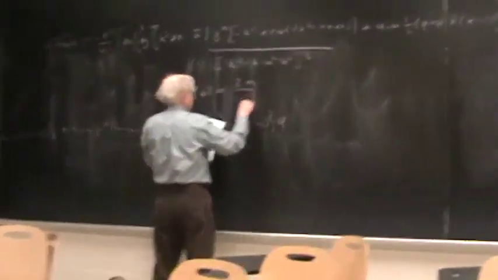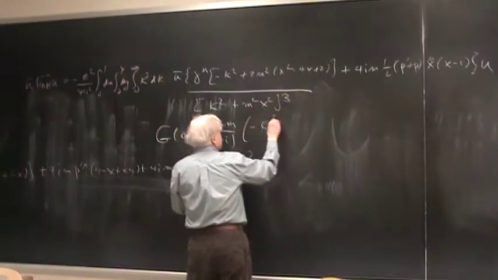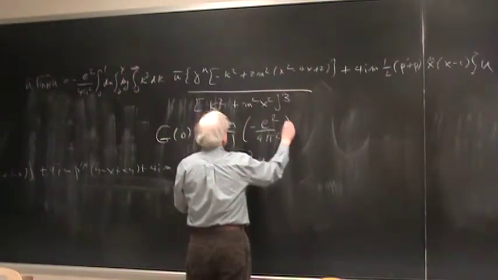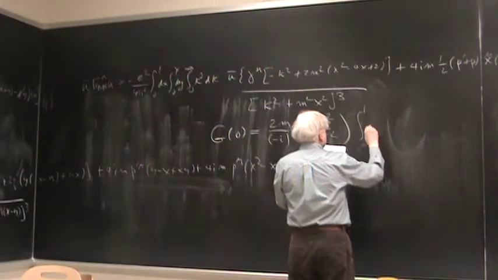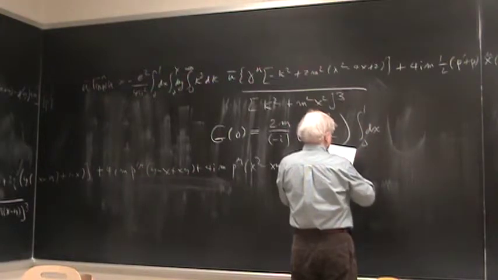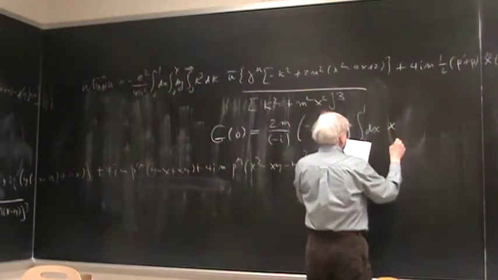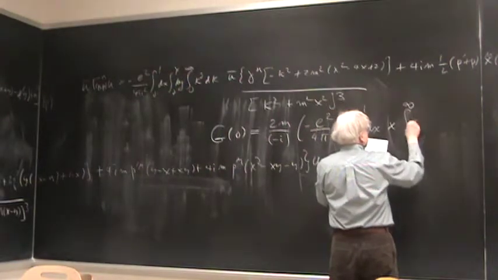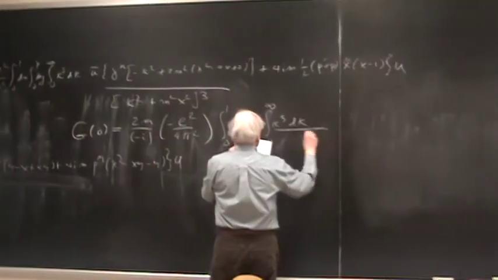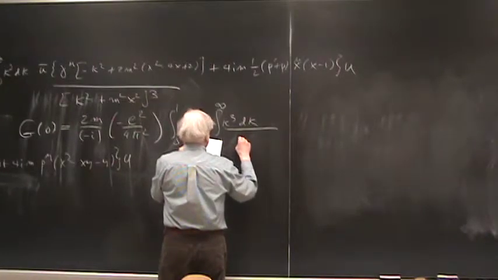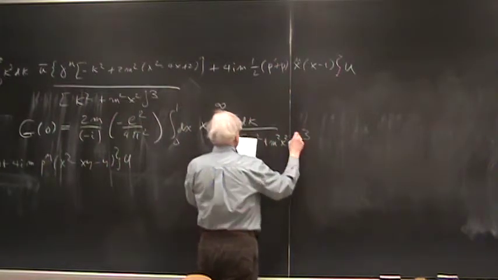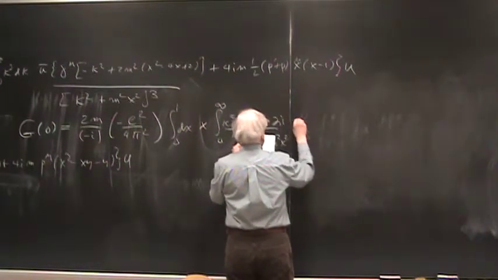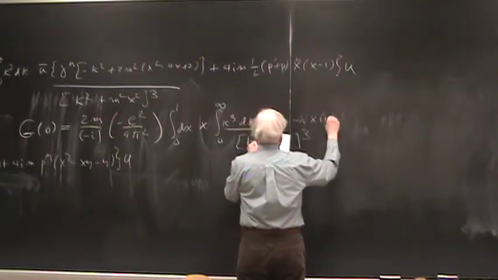G of 0, then, is 2m over minus i, times minus e squared over 4 pi squared, integral 0 to 1 dx. The integral over y is, again, just an x. Integral 0 to infinity kappa cubed d kappa divided by (kappa squared plus m squared x squared) cubed. And then up here we have 2im x (1 minus x).